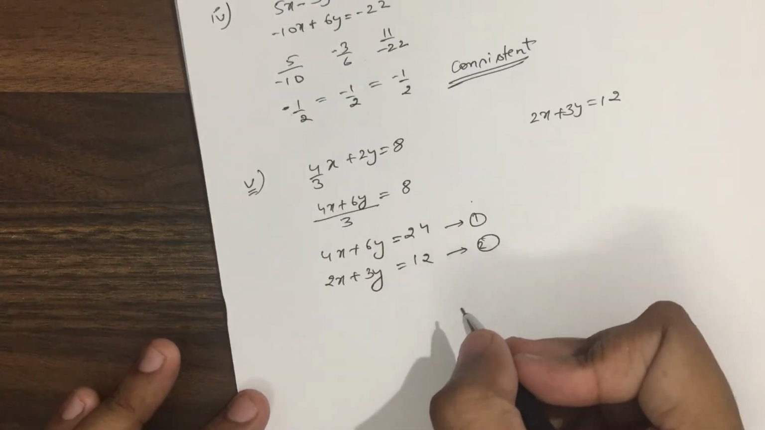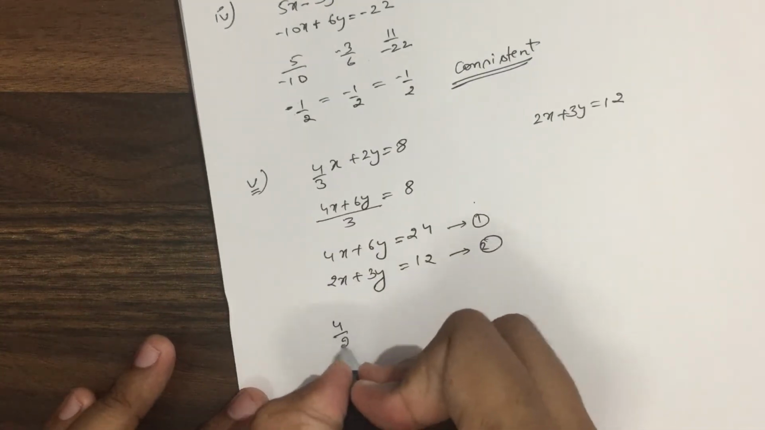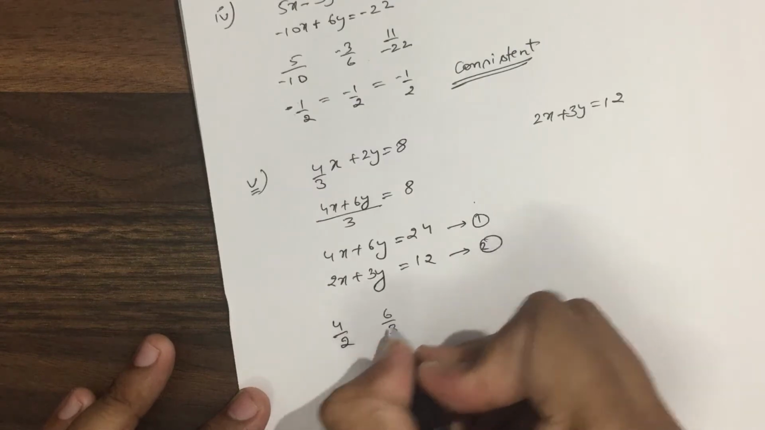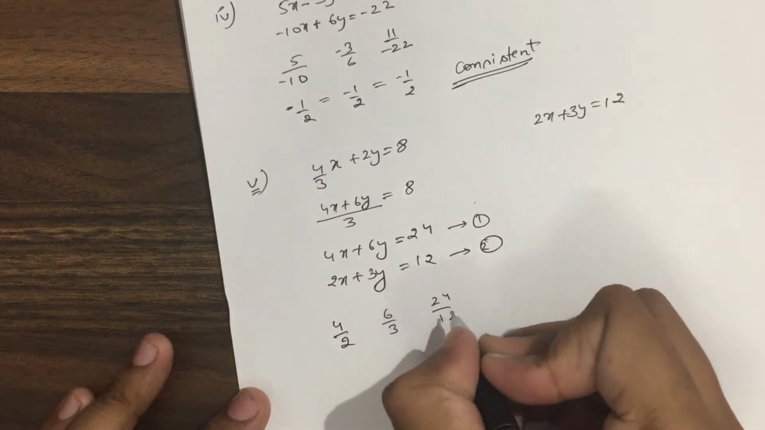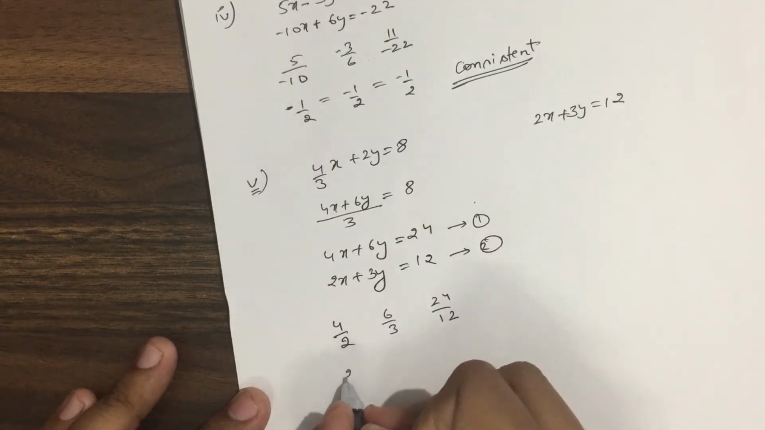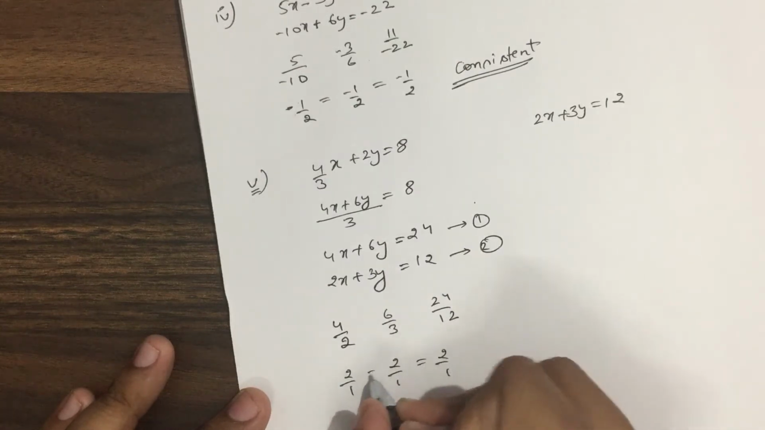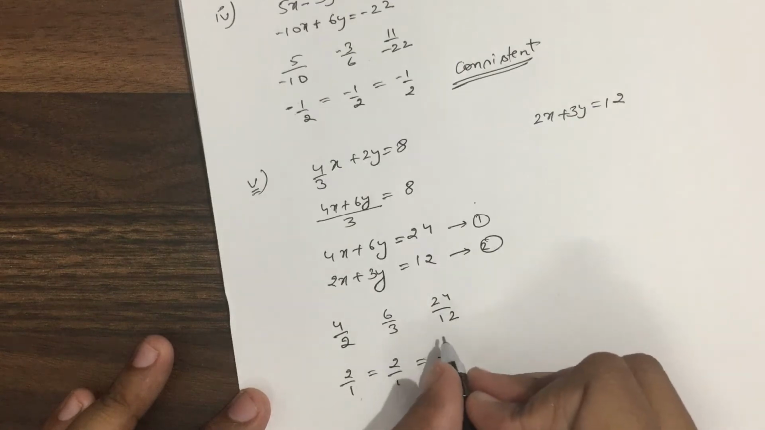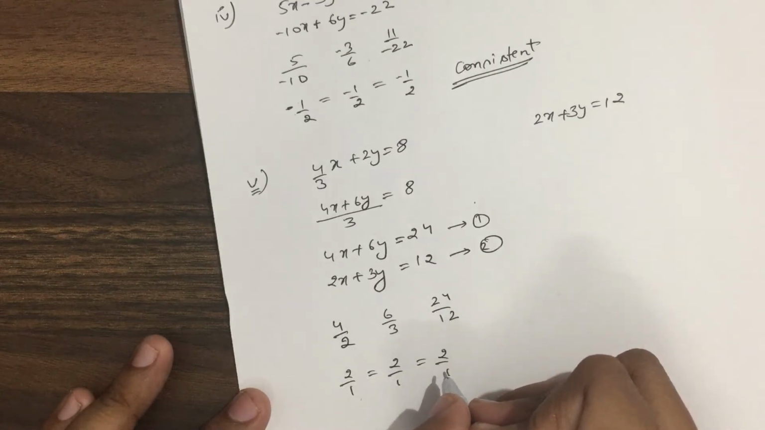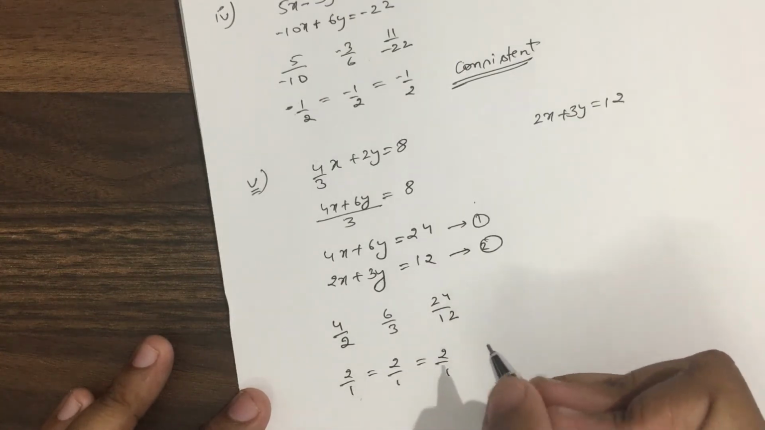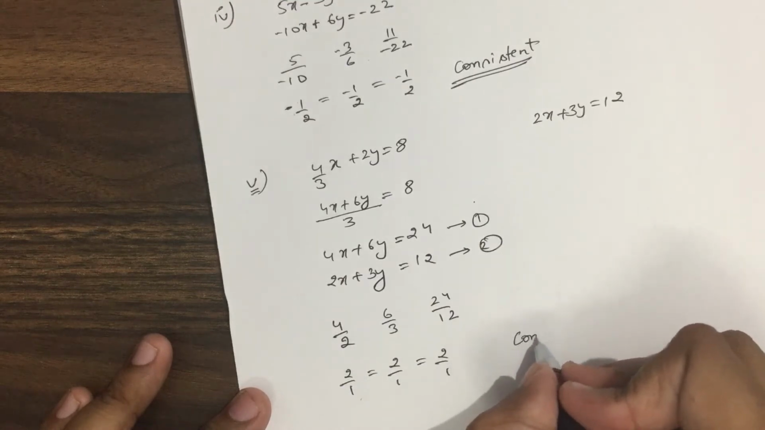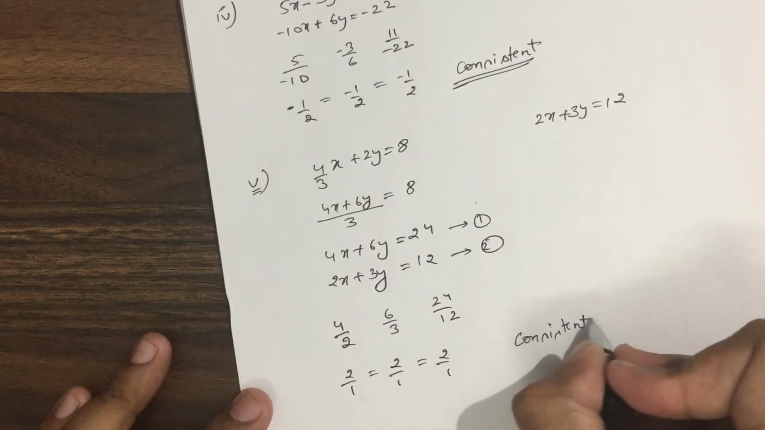Now what you have to do, again we will compare the ratios. 4 upon 2, 6 upon 3, 24 upon 12. So therefore on simplifying we will get 2 upon 1, 2 upon 1, 2 upon 1. So a1 upon a2 will be equal to b1 upon b2 will be equal to c1 upon c2. Therefore there will be infinitely many solutions and it is consistent.